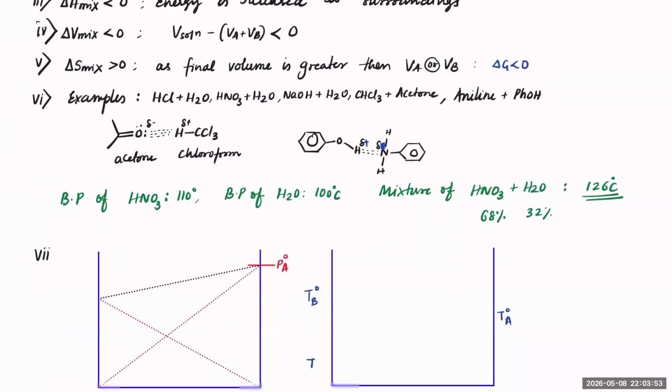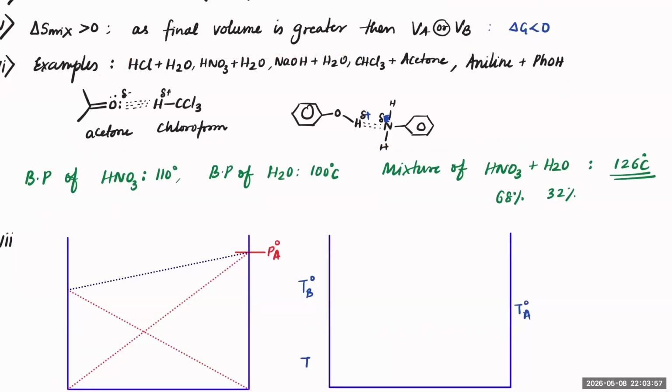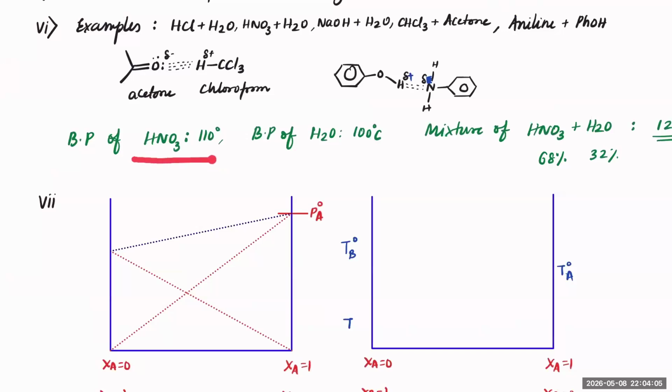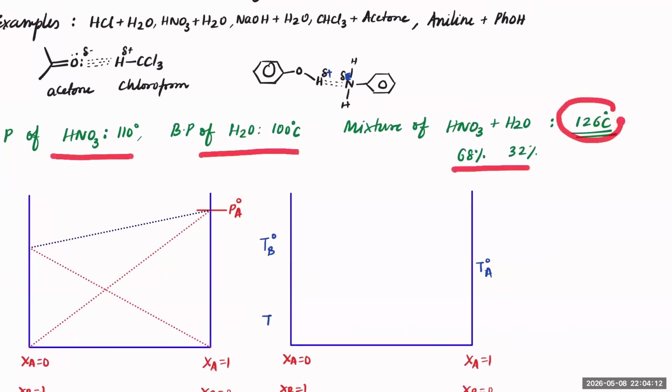So guys, if you have these kinds of mixing of solutions, you would generally have stronger interactions, making it a less volatile solution. That's why you'll see the boiling point of HNO3 generally is 110, water is 100 degrees, but a certain mixture of these will boil at 126 degrees Celsius. So you can notice that the boiling point has increased because it is starting to show more of negative deviation. Clear on that?